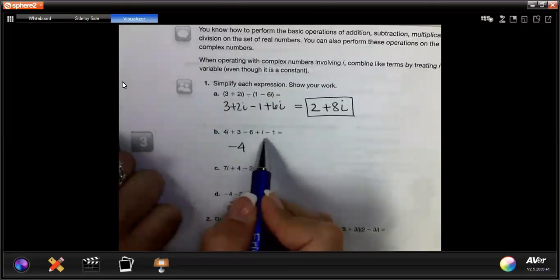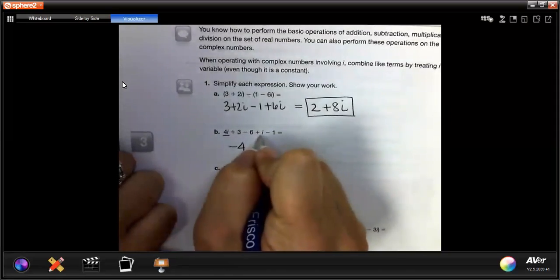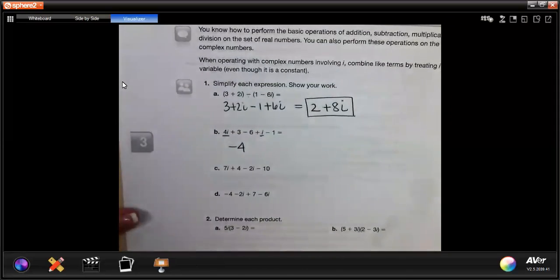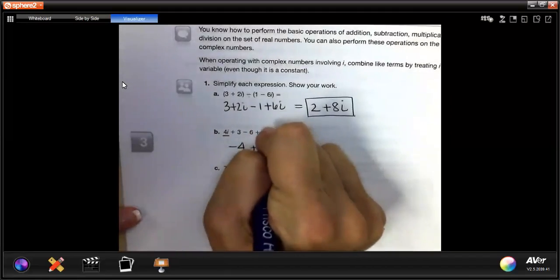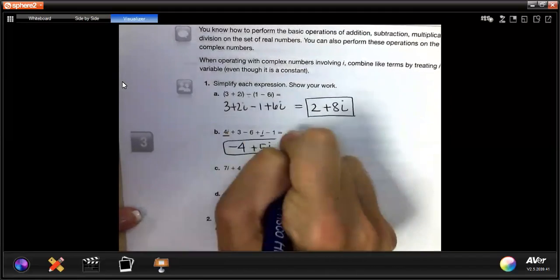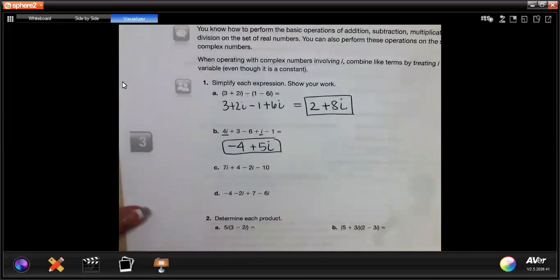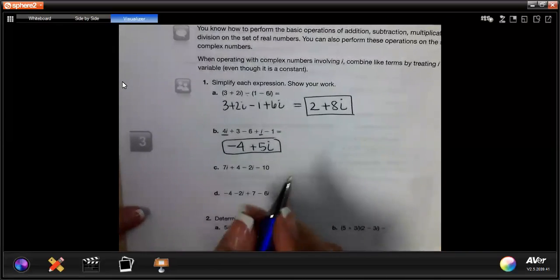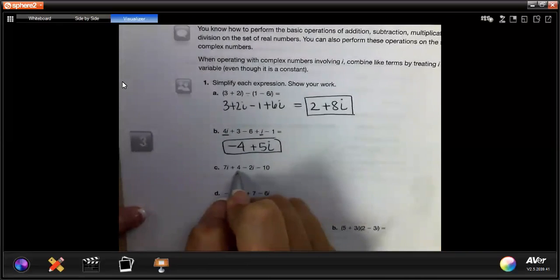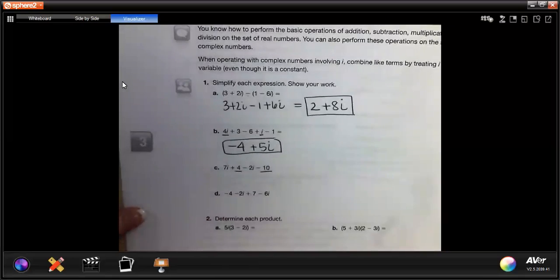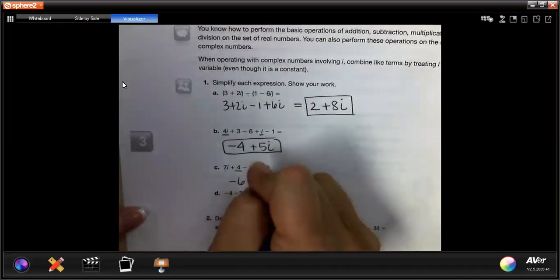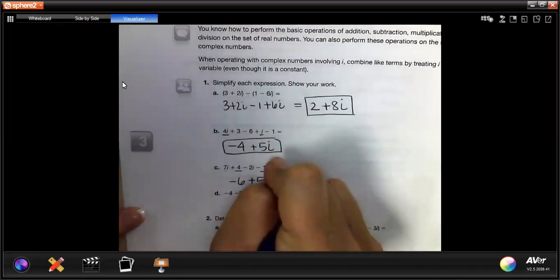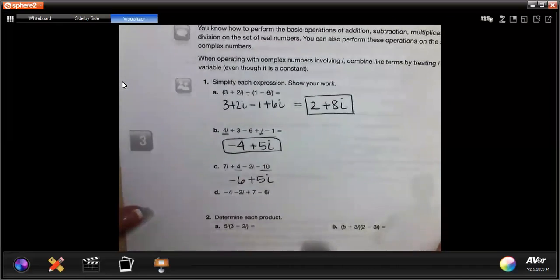Then we put the i terms together. So these two are the ones that are going to go together. We have a 4i and an i, which is 5i. Here is another example. We combine our 4 and our negative 10 to give us negative 6. And then 7i and negative 2i give us a 5i. So we have negative 6 plus 5i.